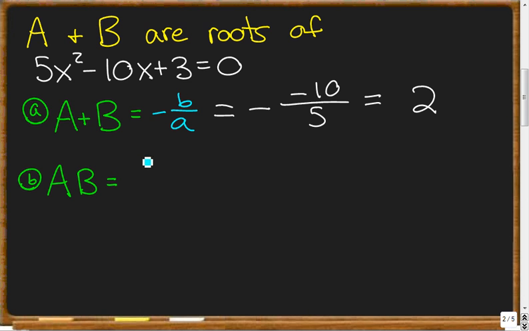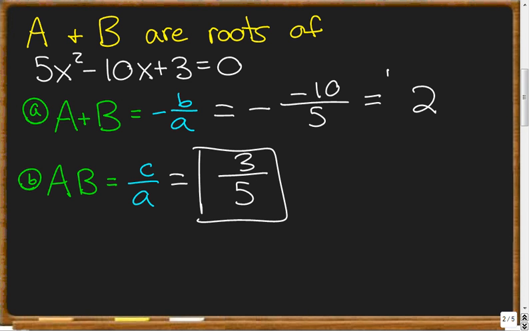Now a times b, we know that to be c over a. So c is 3, a is 5, and boom, we have 3/5. So these two things are guaranteed to be true based off of the quadratic formula and just kind of playing around with that. Now we can use these properties in order to find other pieces of information. So we're going to use a plus b and a times b later on.